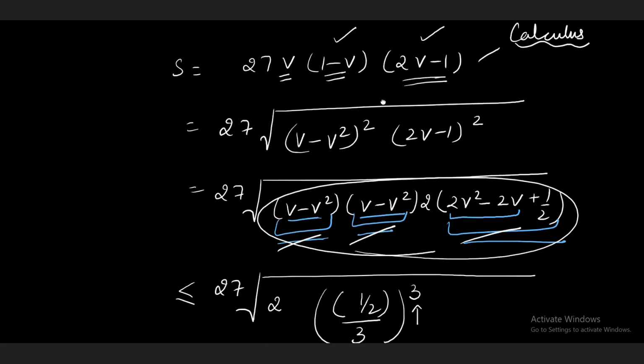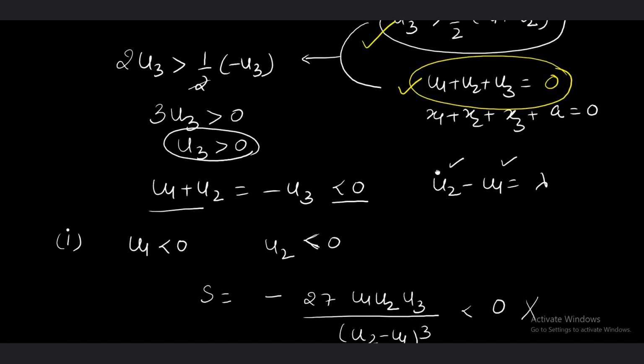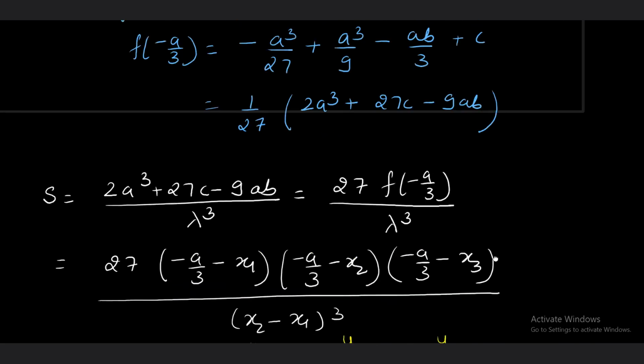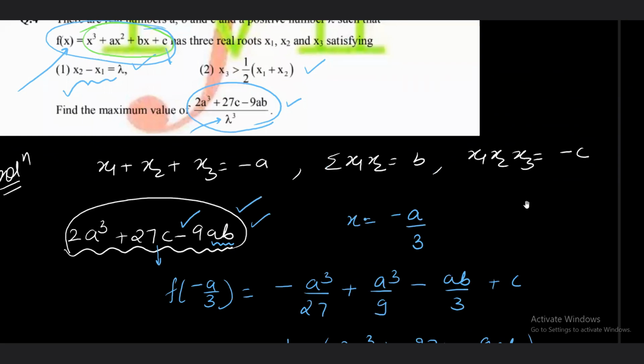What is the question exactly? We just need to find out the maximum value of S. So we are going to stop the question over here. Let us see. So the question basically says find the maximum value of 2a cube plus 27c minus 9ab upon lambda cube. So yes, we have calculated its maximum value. What is the answer we are getting here? The answer that we are getting here is 3 root 3 divided by 2.